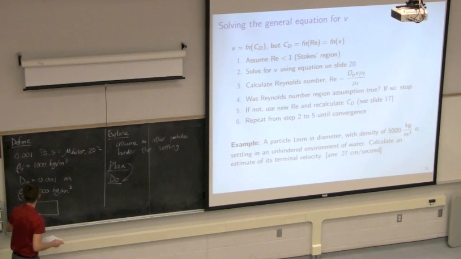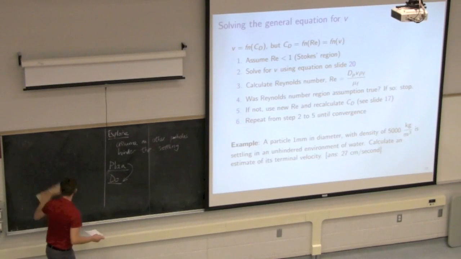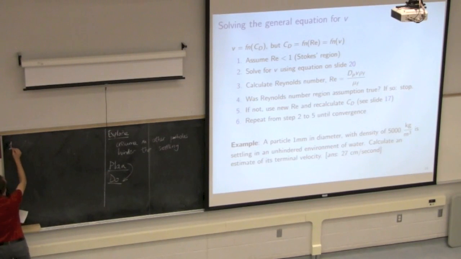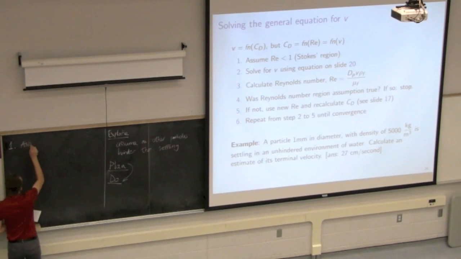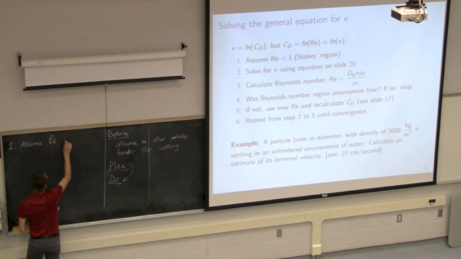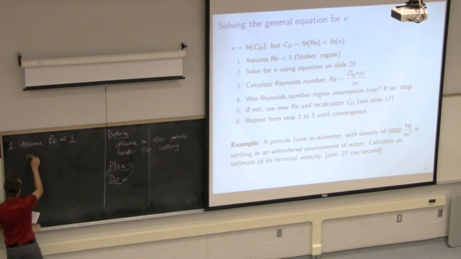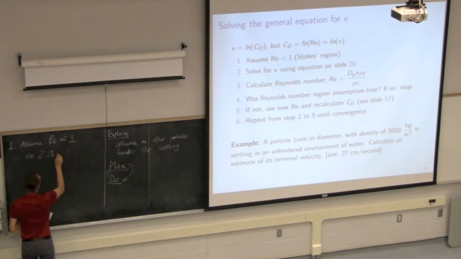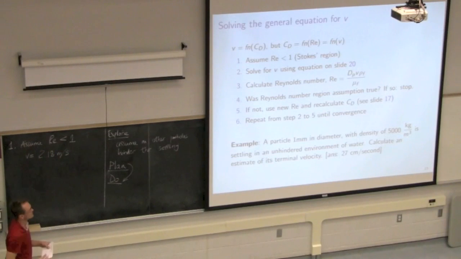So in this case, if we're looking at actually answering the question, what we'll do is we'll follow that plan. So assuming Reynolds number is less than one, I'll simply just use numbers to refer to those steps from the plan up on the screen there. Assuming Reynolds number is less than one, we can calculate our velocity. So did anyone calculate that yet? So 2.18 meters per second. I won't go through the calculations there. It's simple substitution into the equation on slide 20. 2.18 meters per second.